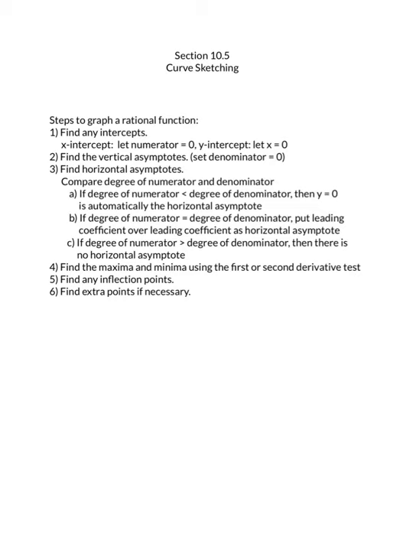If the degree of the numerator is less than the degree of the denominator, then y equals 0 is automatically the horizontal asymptote. If the degree of the numerator equals the degree of the denominator, you put the leading coefficient over the leading coefficient, and y equals that number is your horizontal asymptote. If the degree of the numerator is larger than the degree of the denominator, there is no horizontal asymptote.